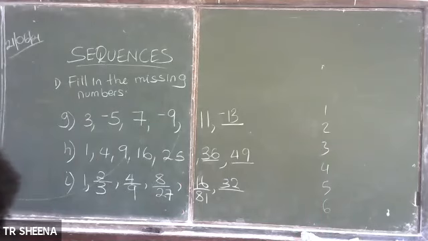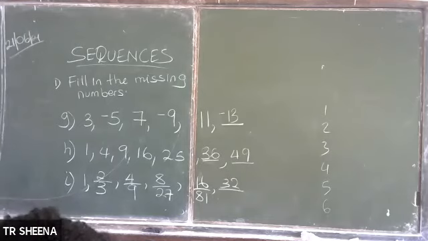Then you go to the denominators, where you get 1 times 3, which gives you 3. Then 3 times 3 gives you 9. Then 9 times 3 gives you 27, and 27 times 3 gives you 81. Then 81 times 3 gives you 243. Okay.